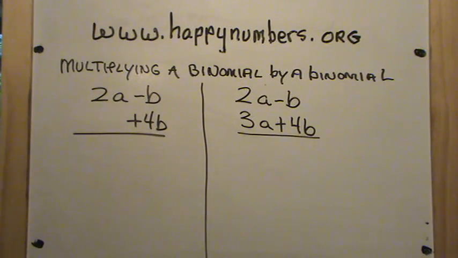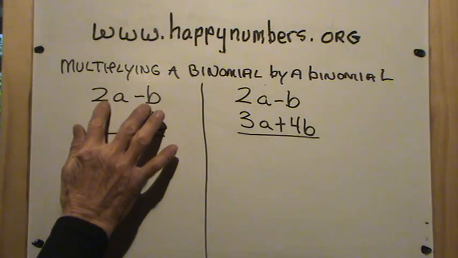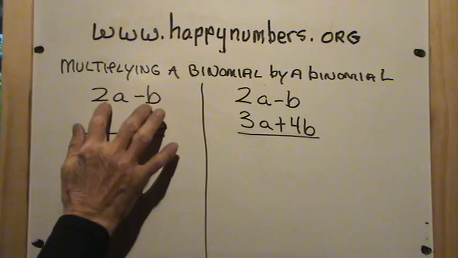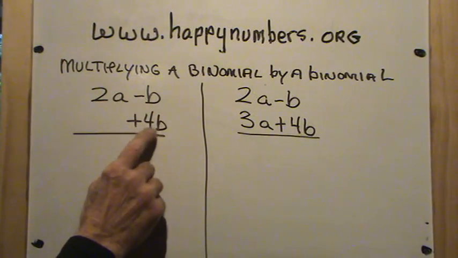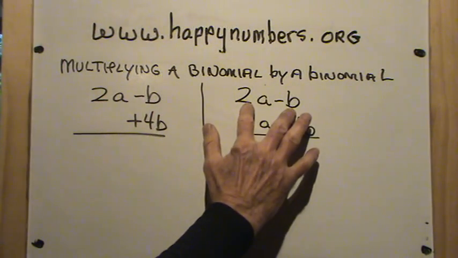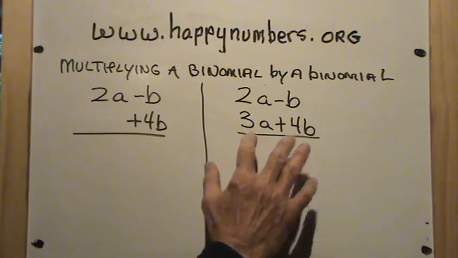Today's lesson is on multiplying a binomial by a binomial. Now, if you remember, binomials are algebraic expressions that contain two terms. This is a binomial right here. It has two terms. This is a monomial, just one term. This is a binomial, two terms, binomial, two terms.